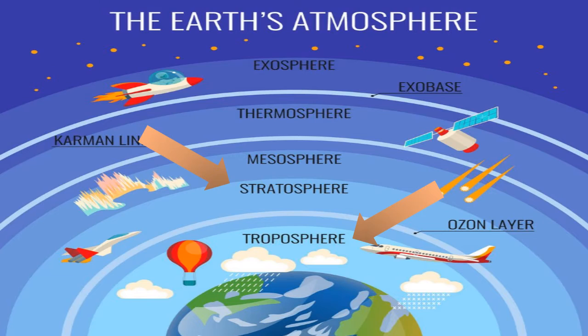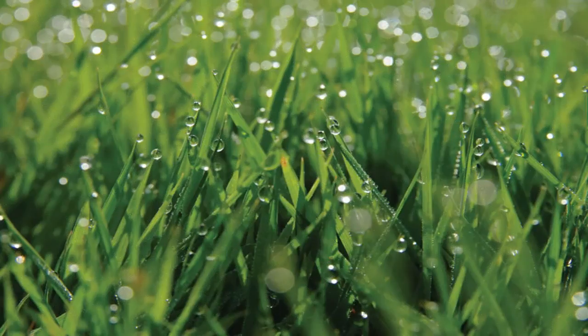In the lower part of the stratosphere, there is a layer of ozone gas. Ozone layer absorbs the harmful ultraviolet rays from sunlight. This ozone umbrella protects living world on the earth. Let us now study about condensation. The process of vapor turning into water on cooling is called condensation.